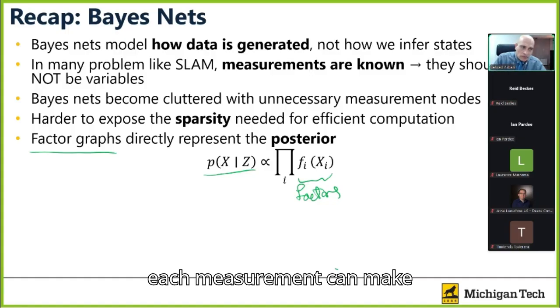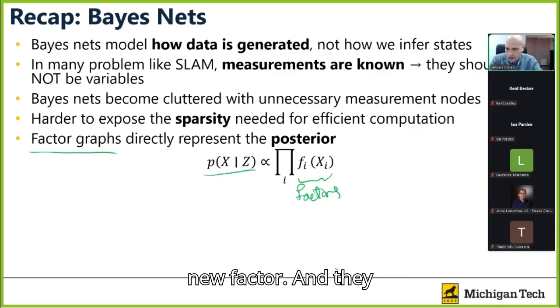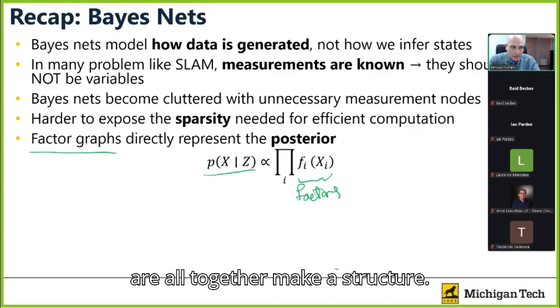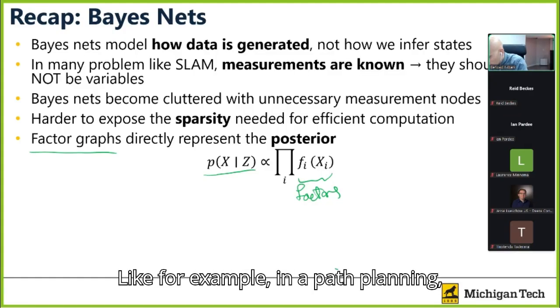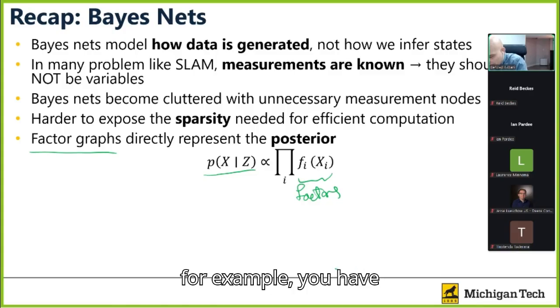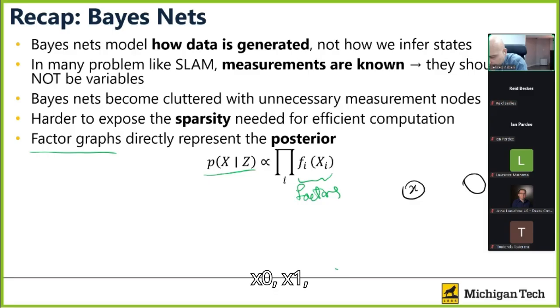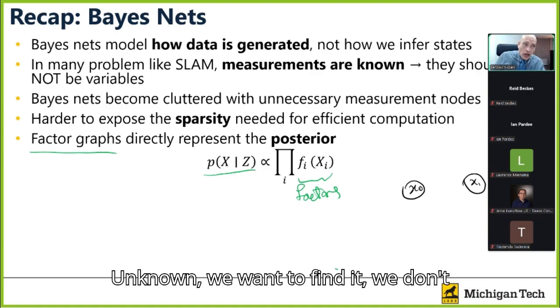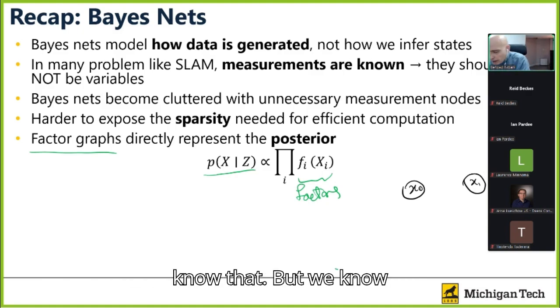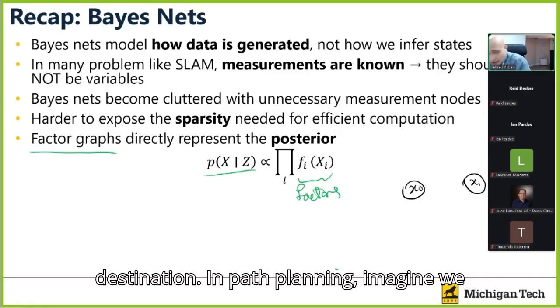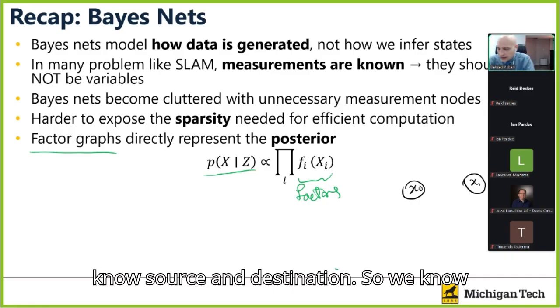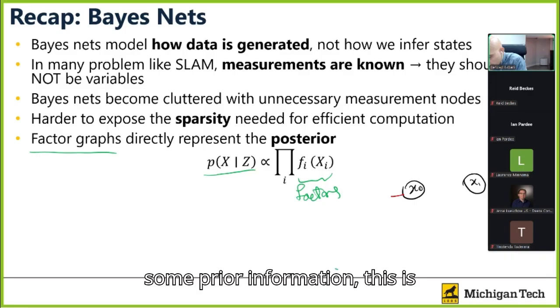Each measurement can make a new factor, and they all together make a structure. That structure is called a factor graph. For example, in path planning, you have multiple states, x0, x1, x2. They are unknown; we want to find them, we don't know them. But we know, for example, the source and destination. In path planning, imagine we know source and destination, so we know some prior information. This is a prior.